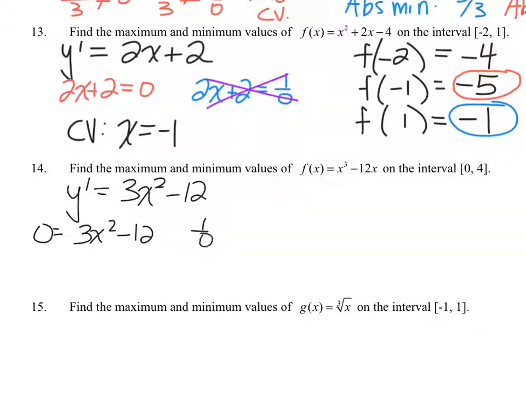Set it equal to 1 over 0. Ditch the 1 over 0 because it doesn't make sense. You're not going to have a polynomial function be undefined if you're only using real values of x. All right, so solving my quadratic, I get critical values of 2 and negative 2.